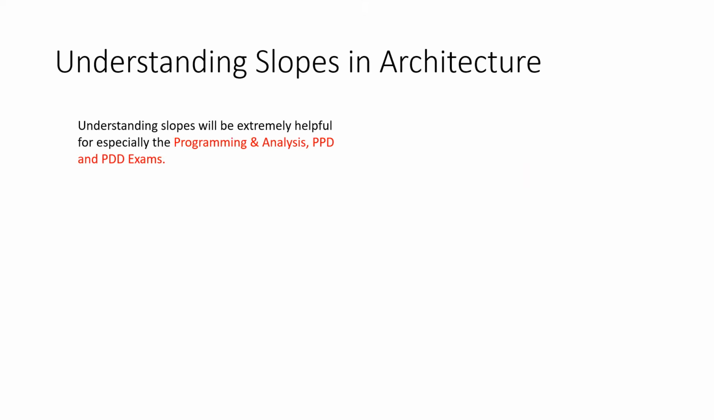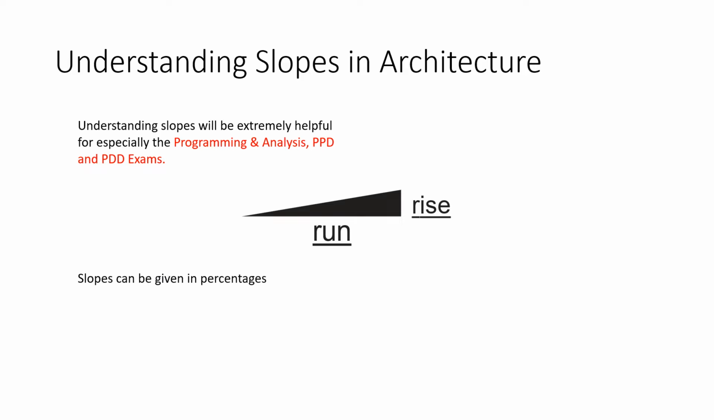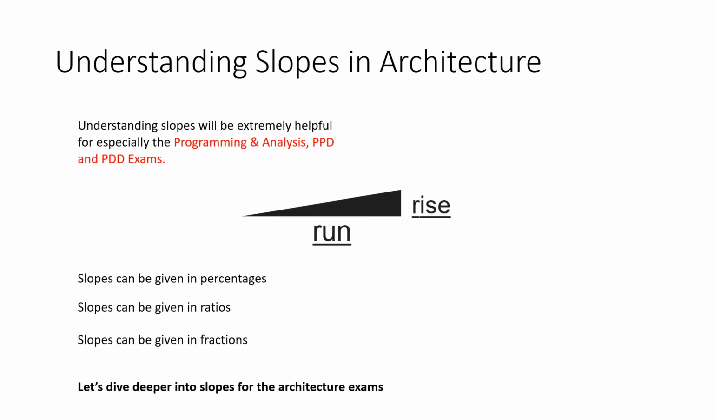So, understanding slopes in architecture. Understanding slopes will be extremely helpful for especially the programming and analysis, PPD, and PDD exams. Slopes, remember, are always rise on the vertical over run on the horizontal. They're always the same. Slopes can be given in percentages, they can be given in ratios, and they can even be given in fractions. Let's dive deeper.